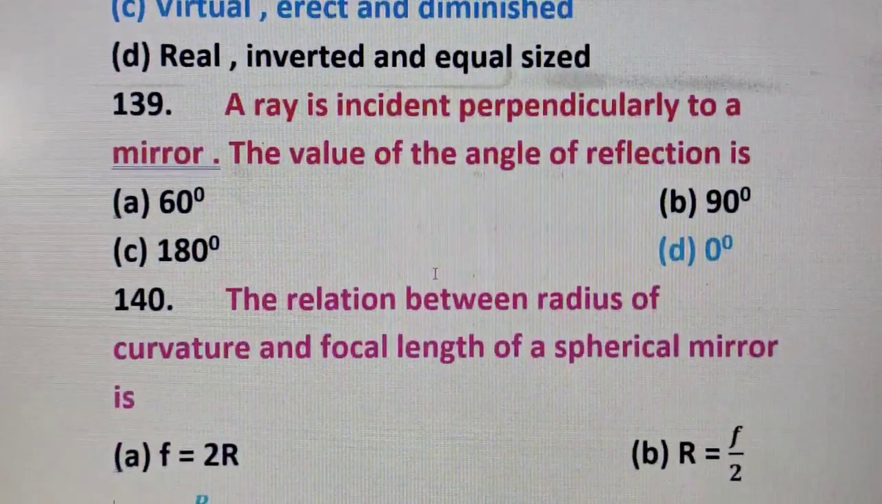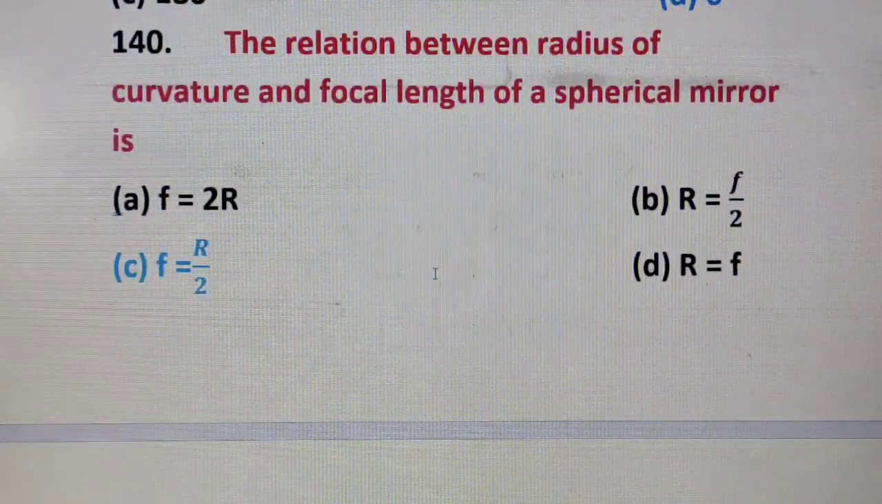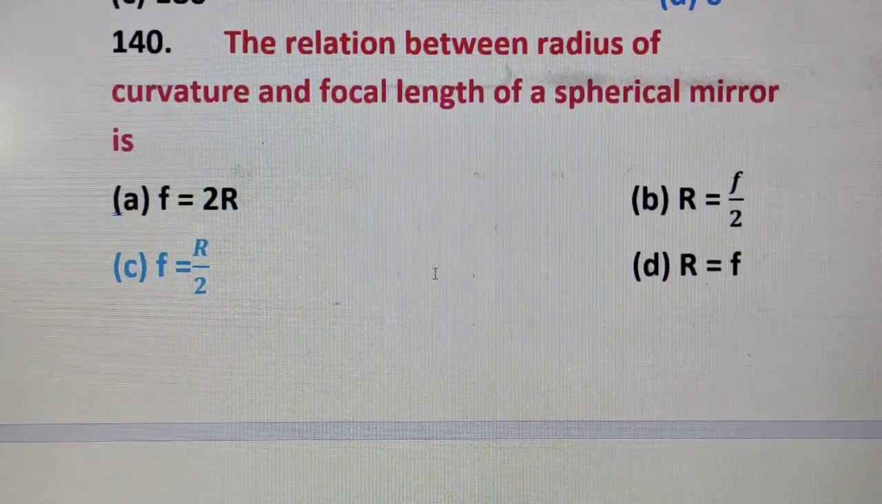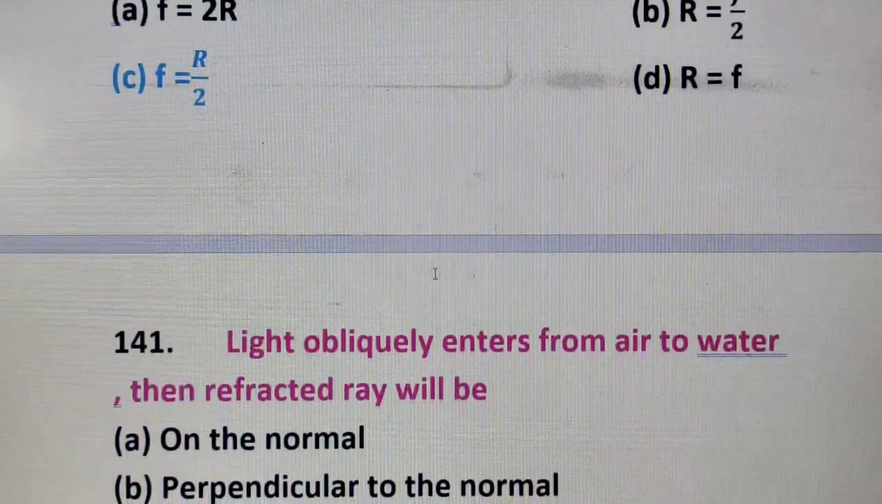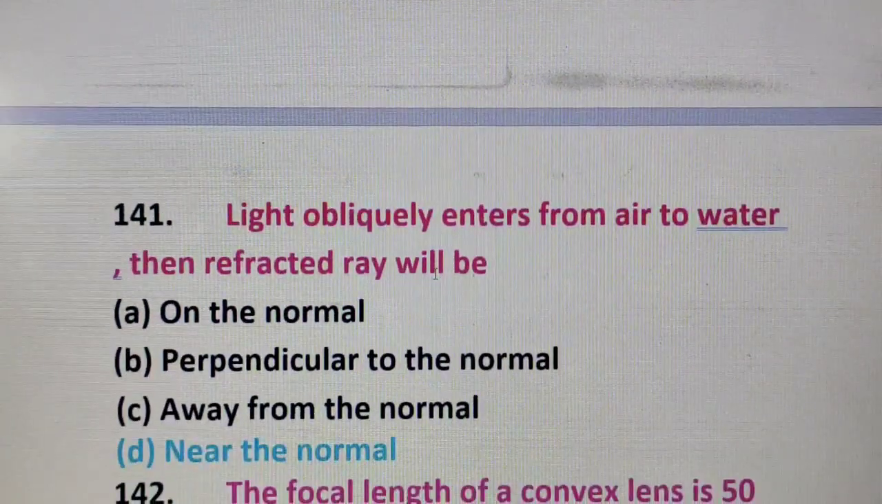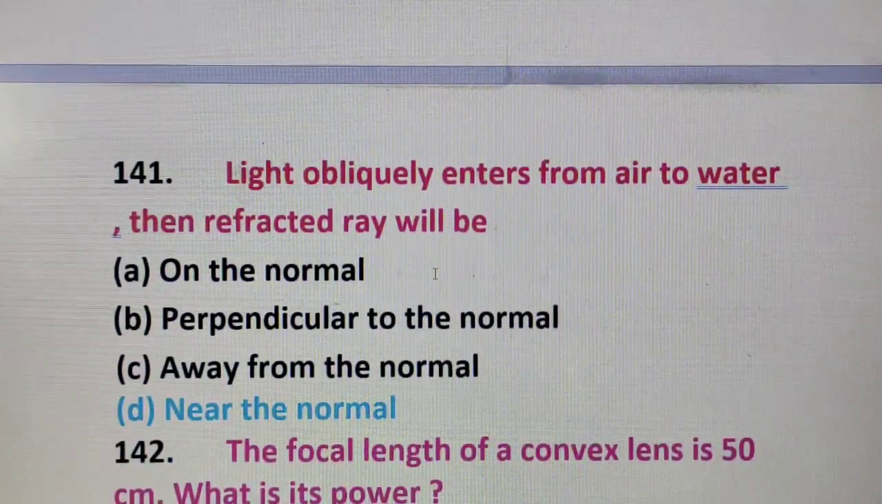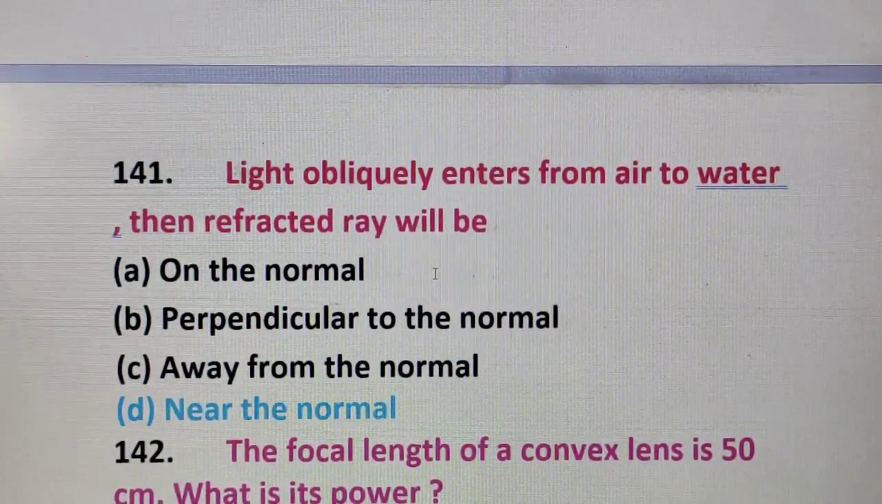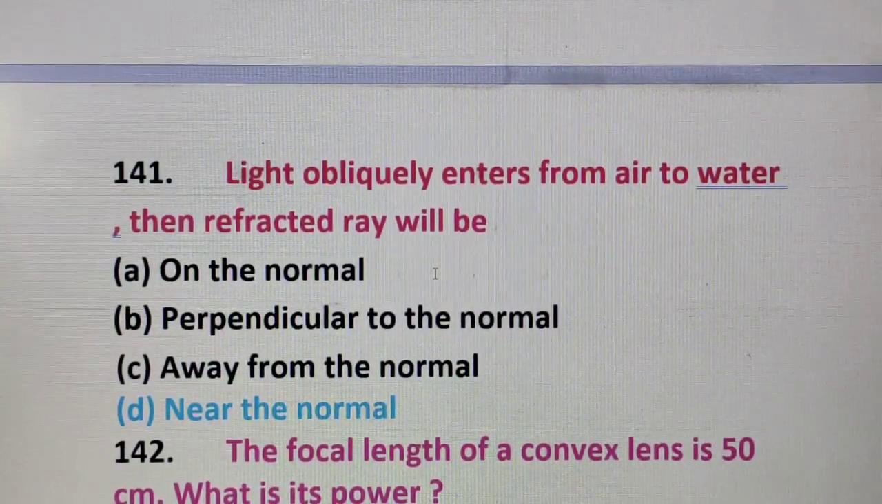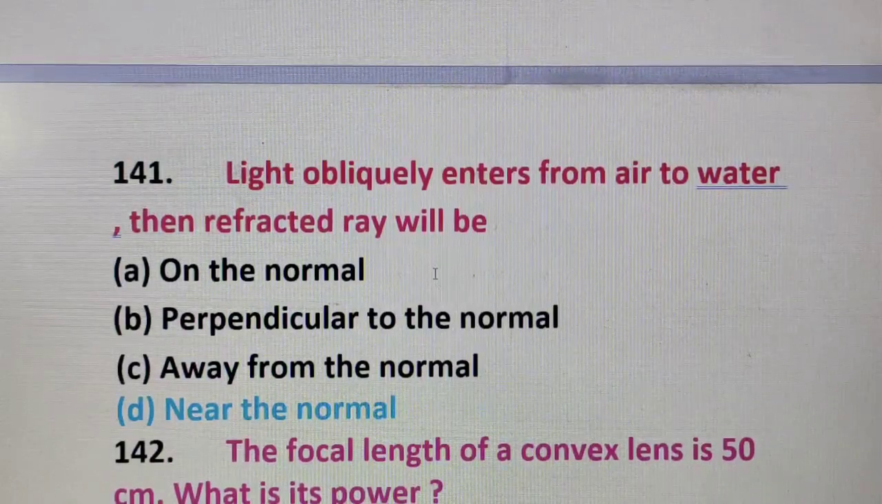The relation between radius of curvature and focal length is f equal to R by 2, where f is the focal length and R is the radius of curvature. Light obliquely enters from air to water, then the refracted ray will be... air to water. We know that air is a rarer medium, water is a denser medium. So from rarer to denser, it bends towards the normal, that is, near the normal.